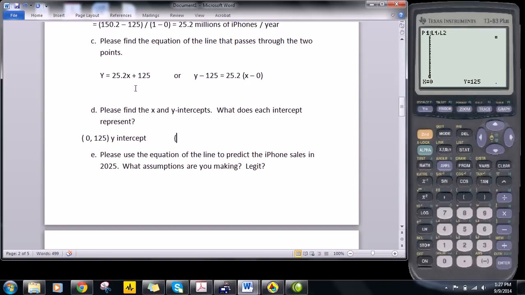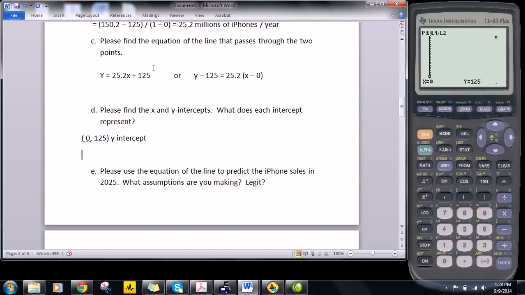The x-intercept is the value of x when y is 0, excuse me. So take this equation right here. To find the x-intercept, I want to plug 0 in for y. And it doesn't matter which of these 2 linear functions I use, they're the same. So I plug a 0 in here, actually I'll write it right under it. 0 equals 25.2x plus 125. And I can solve for x.